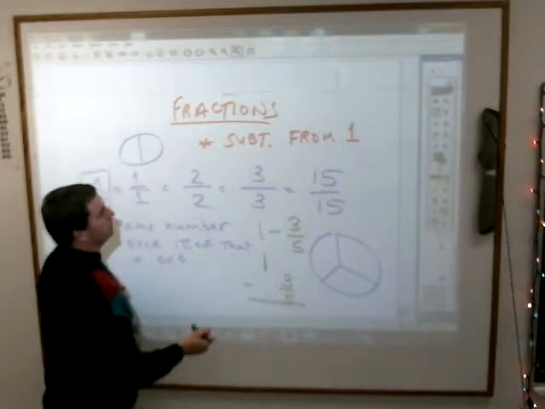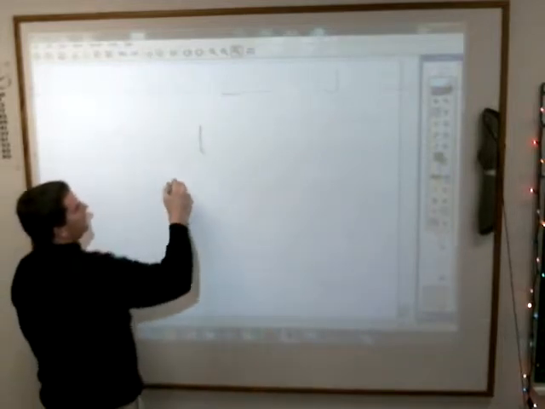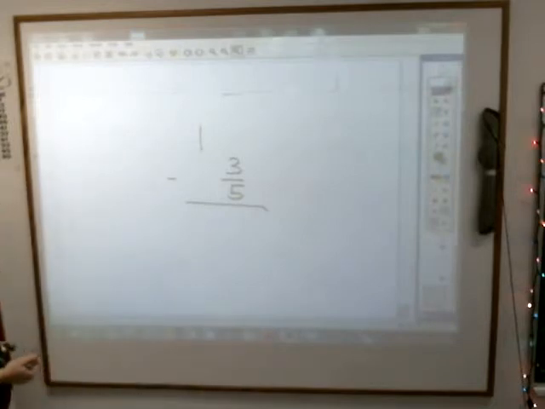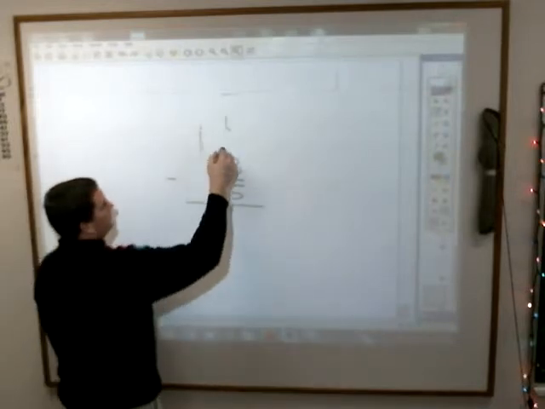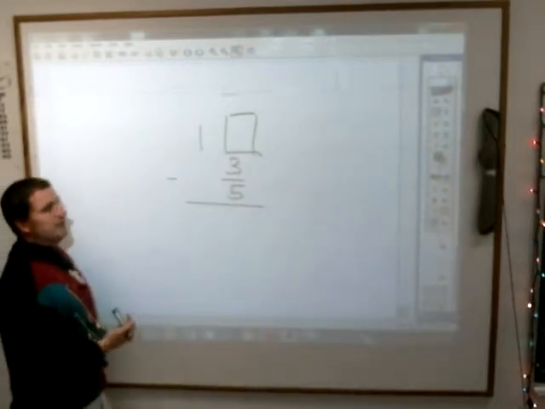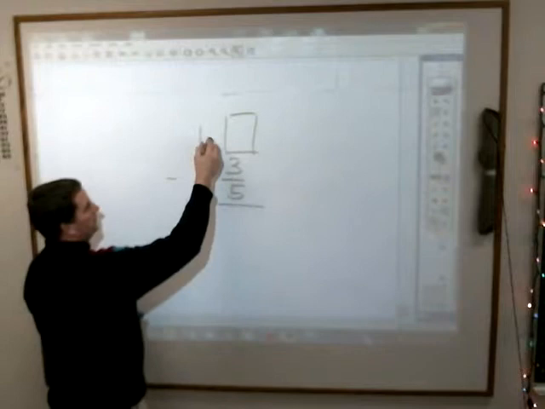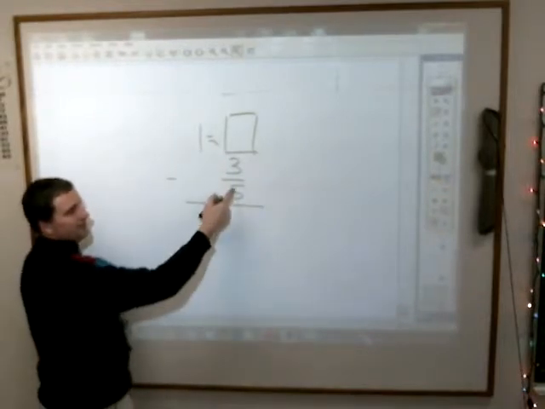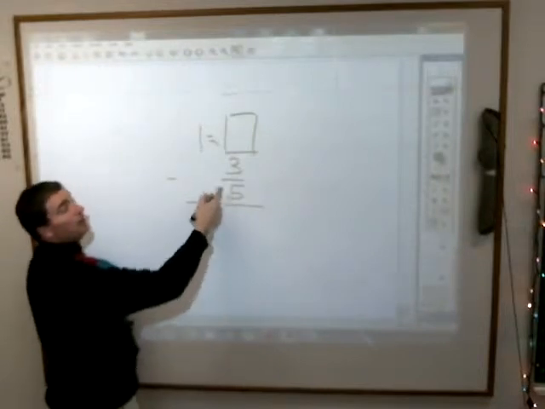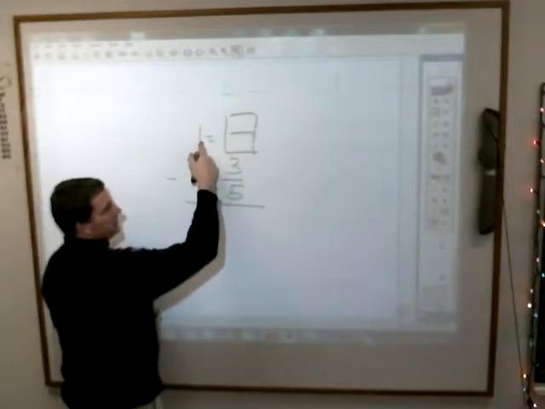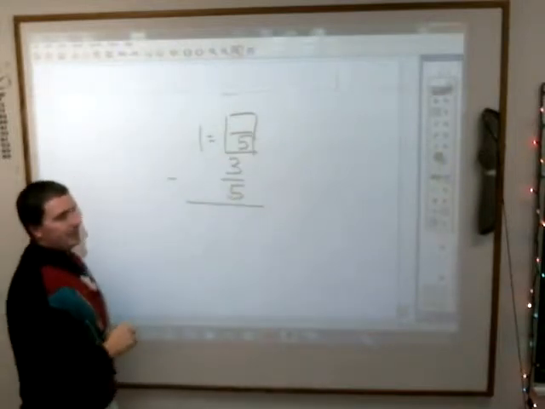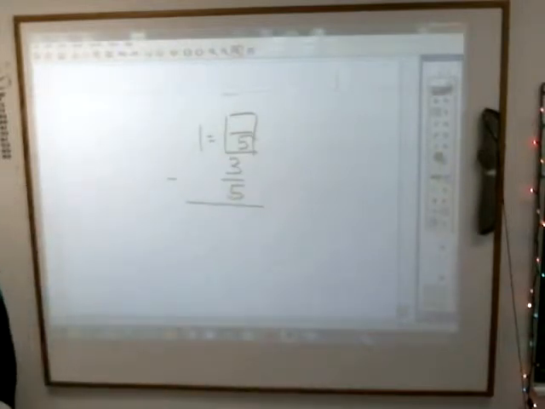Now, 1 minus 3/5. You can't just take 3/5 away from nothing over here. In order to subtract fractions, they have to have the same bottom number. So I need to change 1 so that it is a fraction that has a 5 on the bottom, and we just talked about it.